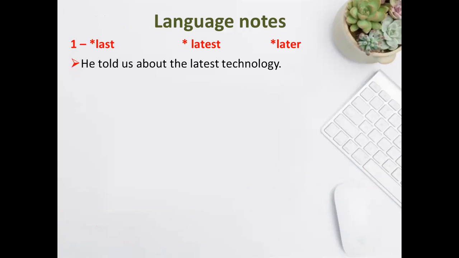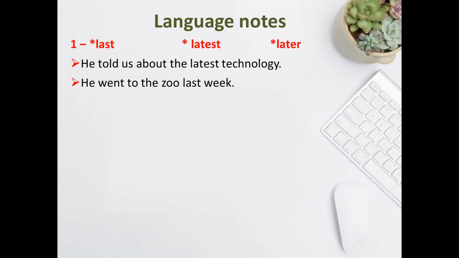Now we move on to some language notes. Number one, the difference between last and latest and later. He told us about the latest technology. The technology that comes later. So we call it latest technology. The modern one, okay? The modern technology, we call it latest technology.